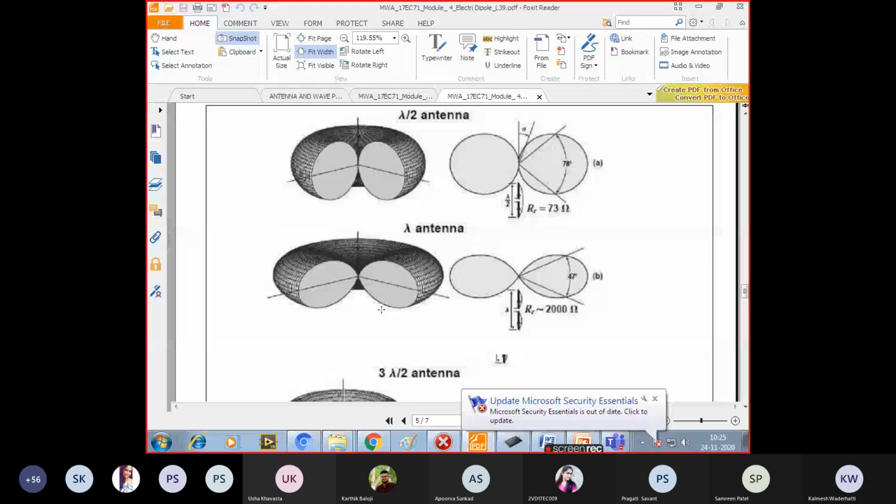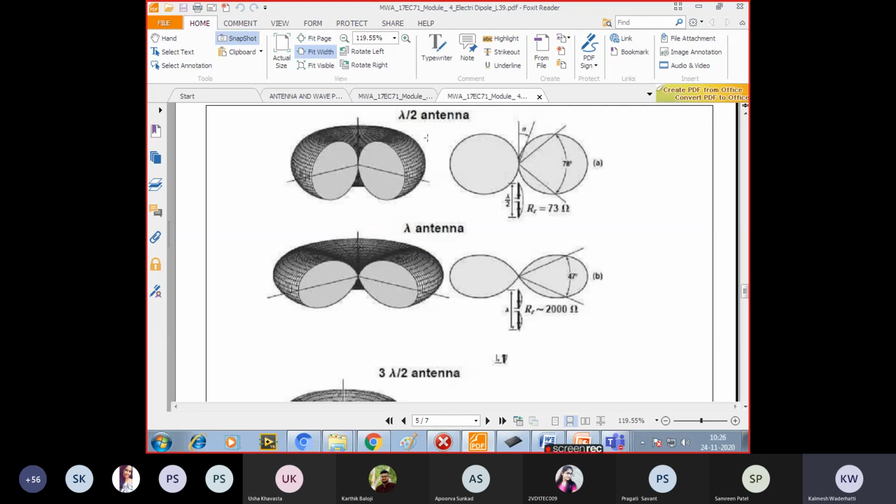Here the length we have taken is the lambda by 2 antenna. The pattern appears donut shaped. For this donut shaped pattern, you need to calculate the radiation resistance as well as the beam width. Therefore you equate the equation to 0.707 and you will get theta. From this theta you get 2 theta equal to 78 degrees.